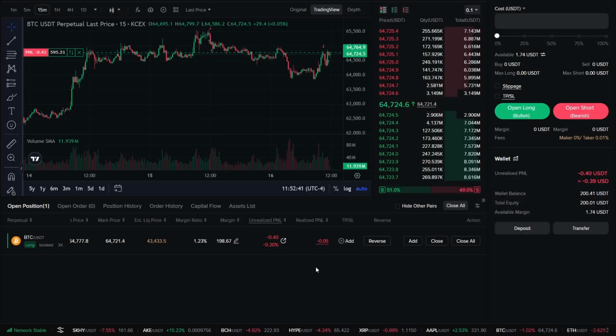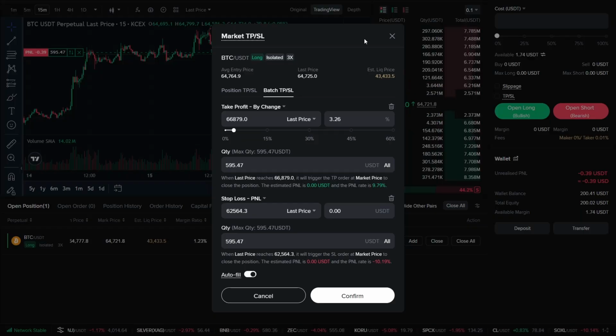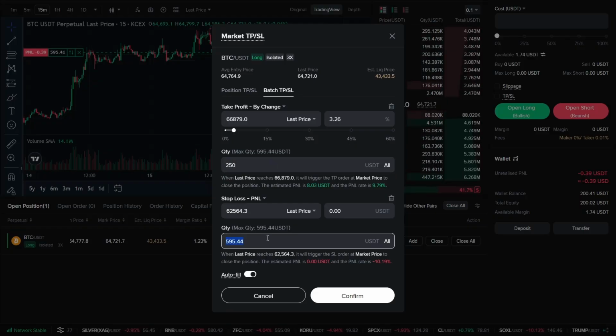Next, I'm going to show you how to add multiple take profit and stop losses to your existing position. Again, we're going to click on add under take profit and stop loss, but instead of our full position, we're going to click on batch. Using batch allows us to choose how much of our margin we want to include in our take profit and stop loss order. So instead of our full position, I can create take profit and stop loss orders on just $250 worth of our position.